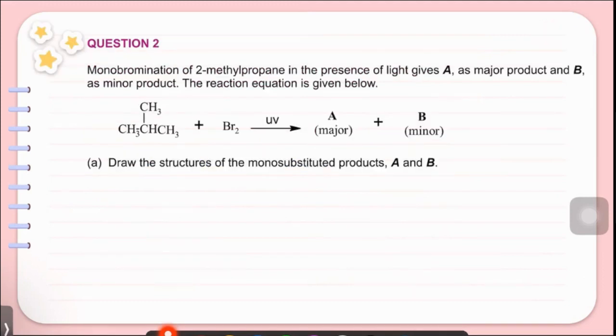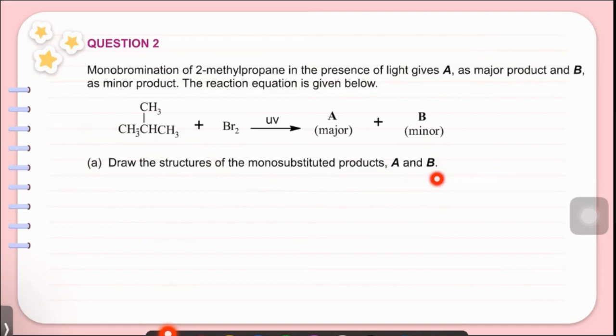Okay, so now we go through to question number 2. Monobromination of 2-methylpropene in the presence of light gives A as major product and B as minor product. The reaction equation is given below. So 2-methylpropene reacts with bromine in the presence of UV and will produce two products. A is a major product while B is a minor. So the question to A, draw the structures of the mono-substituted products A and B.